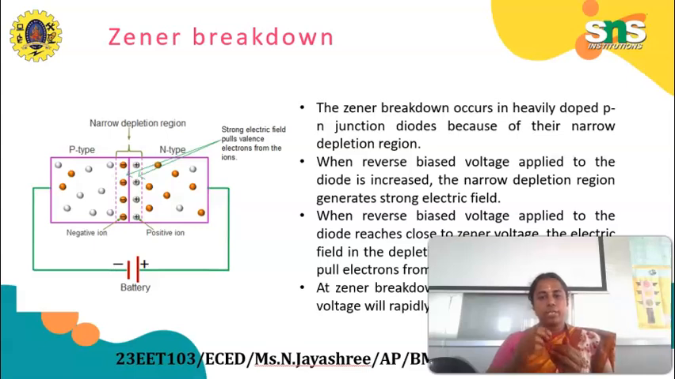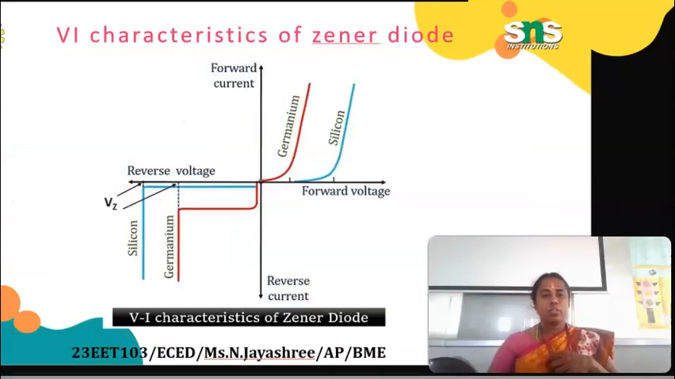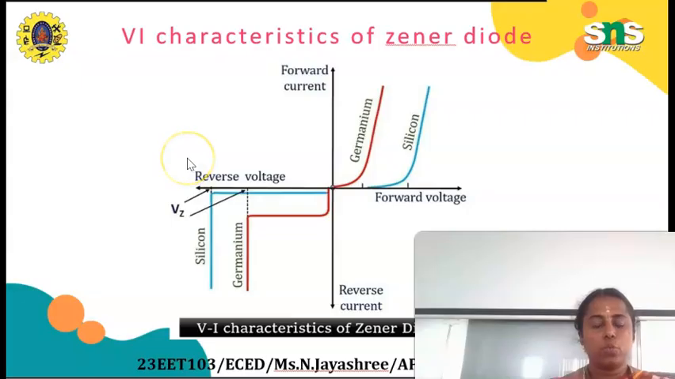When the reverse bias voltage applied to the diode reaches close to the Zener voltage, the electric field in the depletion region is strong enough to pull the electrons from their valence band. At Zener breakdown, a small increase in the voltage will rapidly increase the electric current. Okay, this is the VI characteristics of the Zener diode.